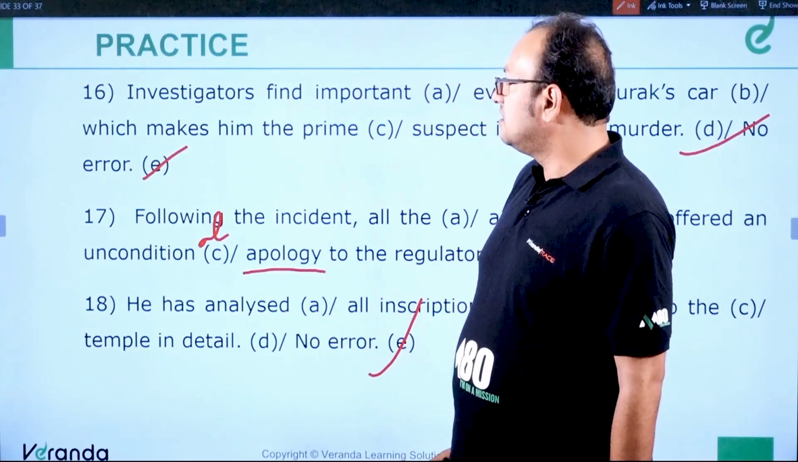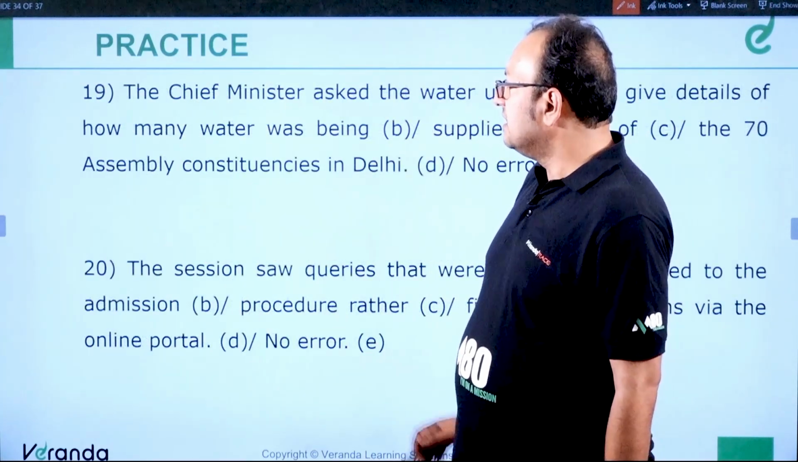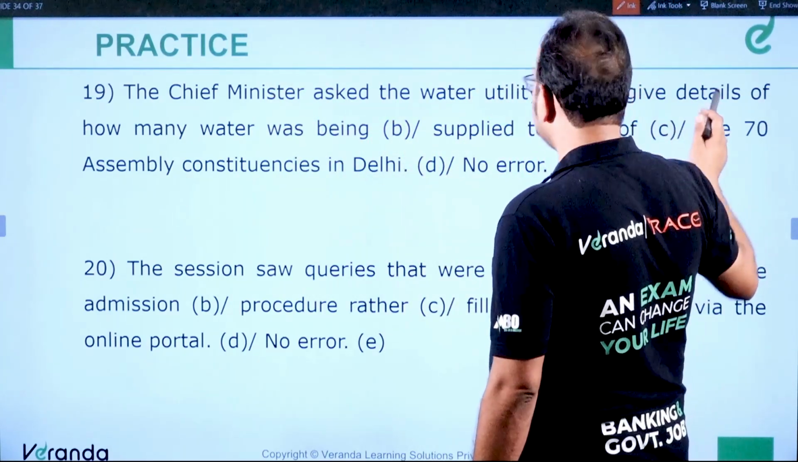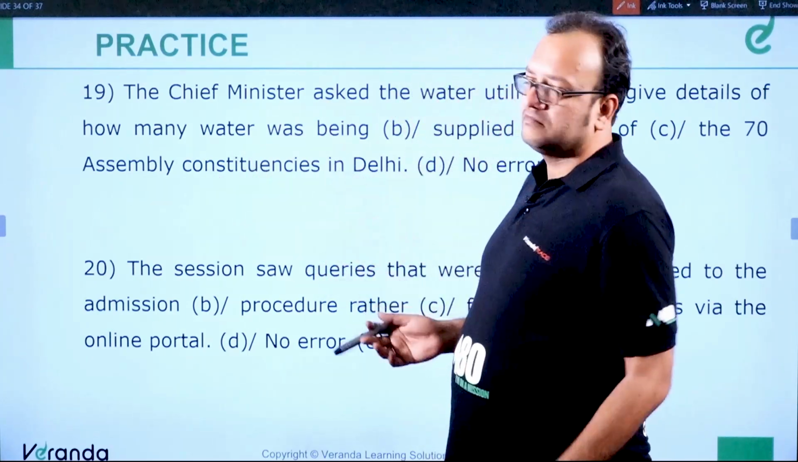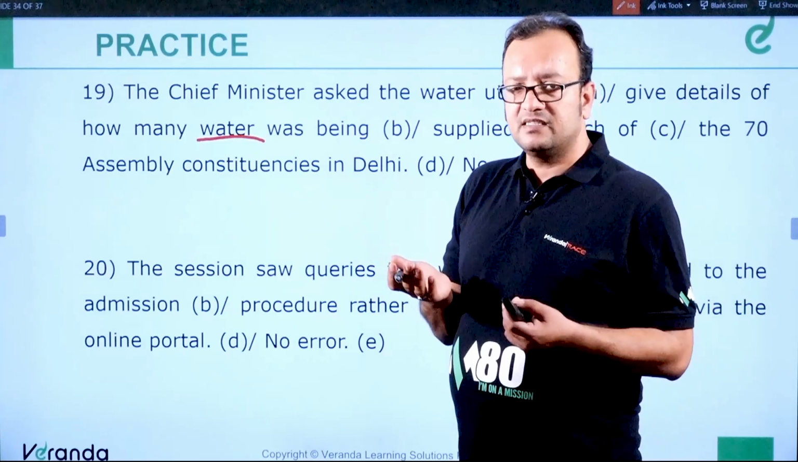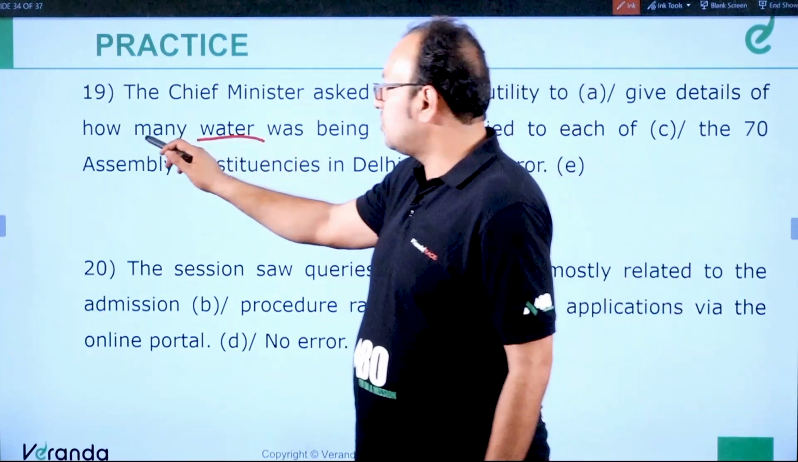Moving ahead. The second last question, 19. The Chief Minister asked the water utility to give details of how many water. Very silly error. Water cannot be counted. It's something which can be quantified, right? It should be much.